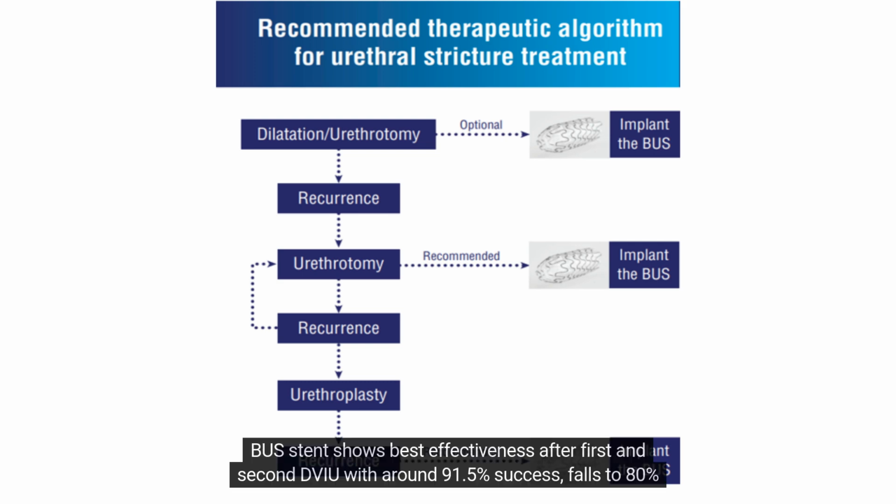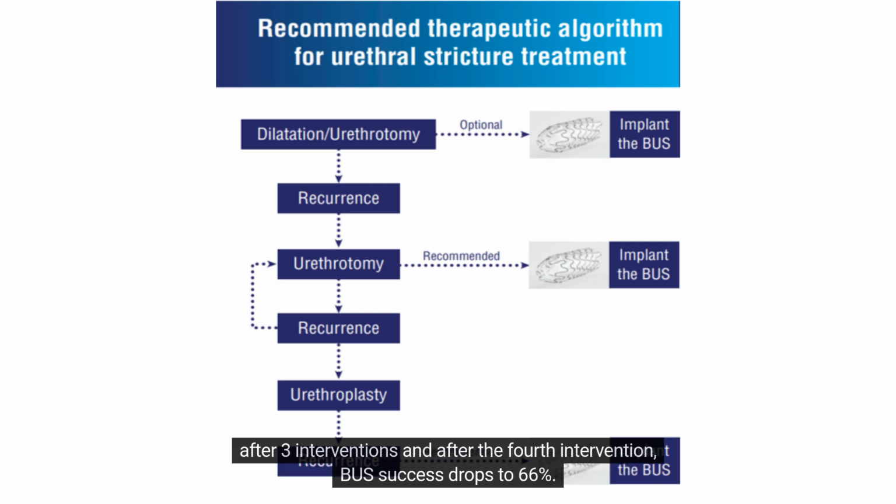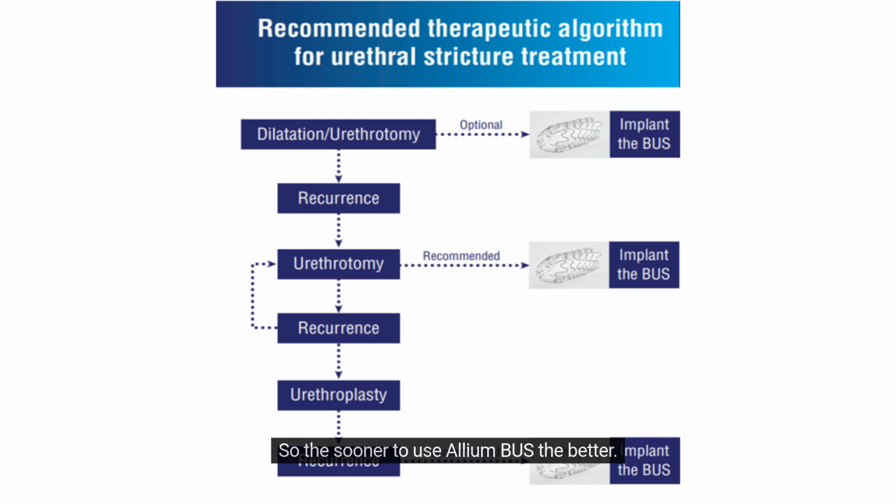BUS stent shows best effectiveness after first and second DVIU with around 91.5% success, falls to 80% after 3 interventions, and after the 4th intervention, BUS success drops to 66%. So the sooner to use Allium BUS, the better.